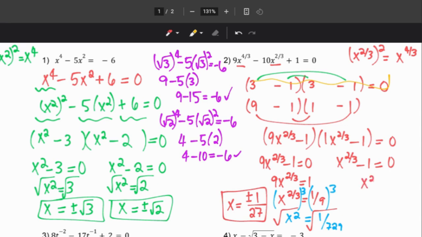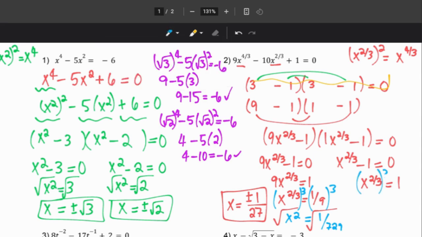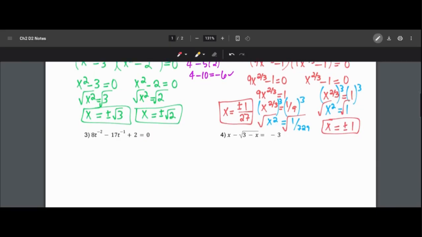All right, and then the other side, I've got x to the 2/3 is equal to 1, and I need to raise that to the third power. This one's going to be easier. So I get x squared is equal to 1, and then I take the square root of both sides. And when I take the square root of 1, I get plus or minus 1. So I have 4 solutions, plus or minus 1 and plus or minus 1 over 27.